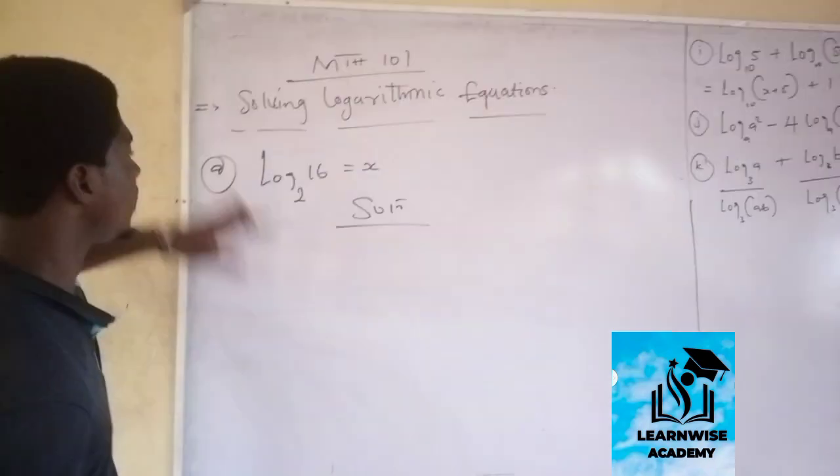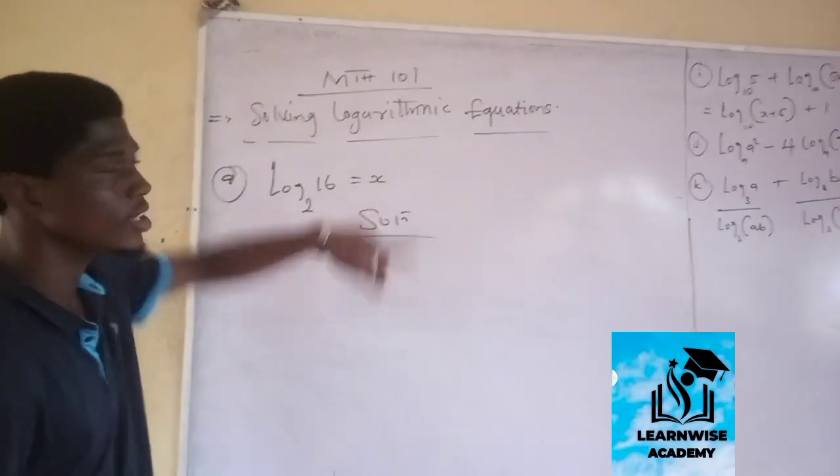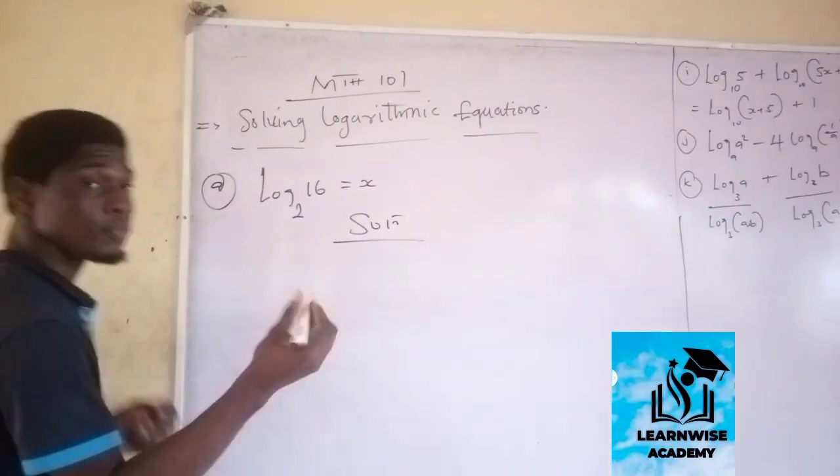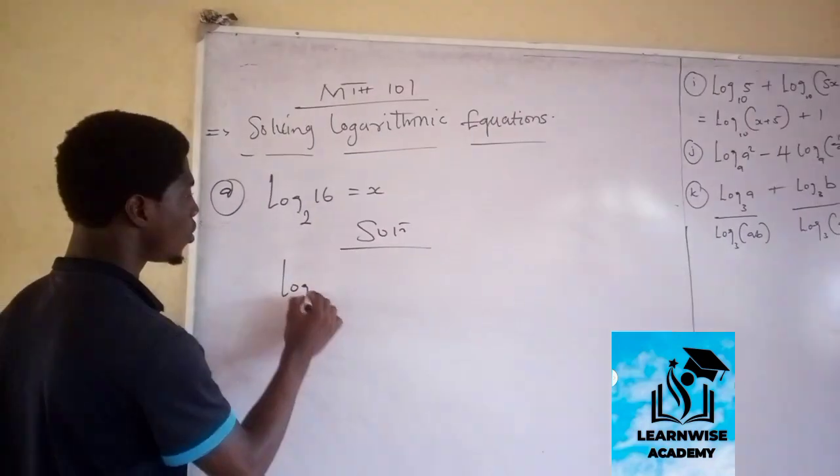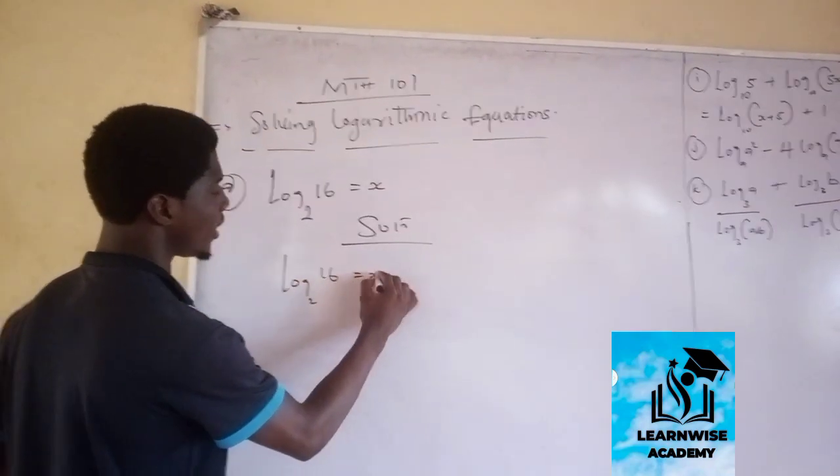Now, for the first one, we have that A. Okay, let me clean up. Alright, for me to resolve A, it says that log base 2 of 16 is equal to x. How do we resolve this? I simply repeat my question: I have log base 2 of 16 equal to x. How do I resolve it?